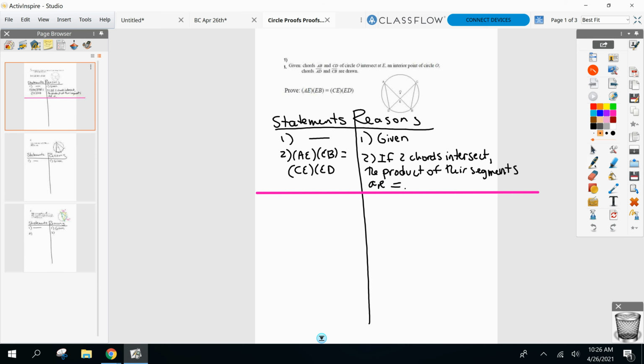You could have done this in two steps by using the chord theorem. Two chords intersect, the product of their segments are equal. Okay, and that's fine. I'm going to accept that. That's not a big deal. Okay, it's 100% correct to do that in two steps.